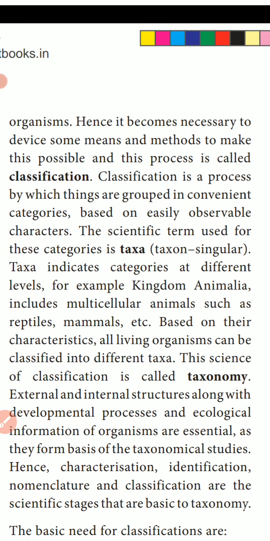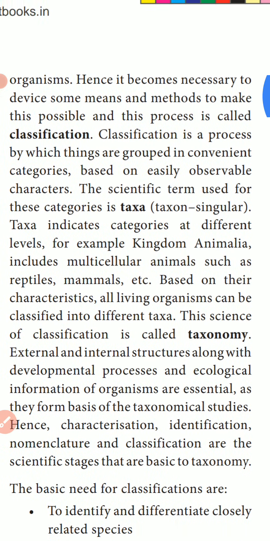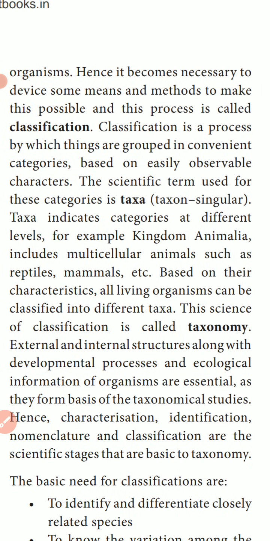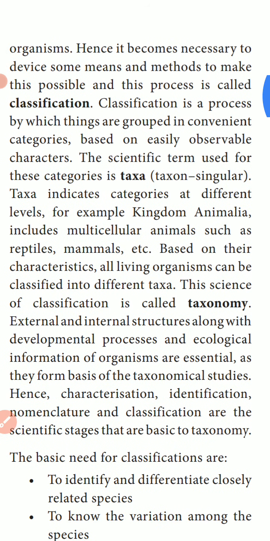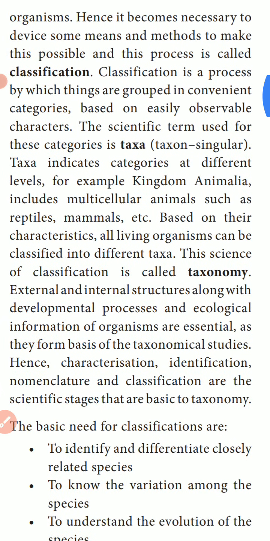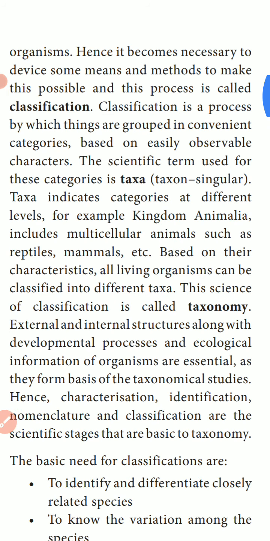Mark it, 2 marks. Define classification. Okay, mark it, 2 marks. Here the answer comes. Classification is a process by which things are grouped in convenient categories. What do you mean by convenient categories? Suitable or easy categories. That is because they are convenient categories based on easily observable characters. Just mark it, 2 marks.